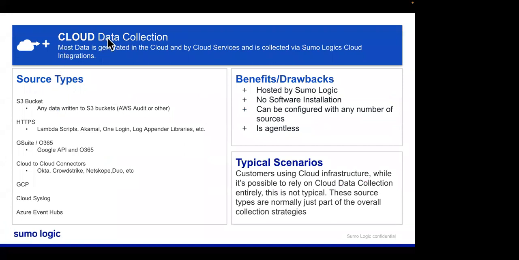So as far as our cloud data collection, right? You're on the cloud, you're on AWS, Azure, Google Cloud Platform. You're using Office 365 or something, software as a service. So here's all your source types. And again, the benefits of this, and they make some great test questions, are that they're hosted by Sumo Logic. You don't have to install anything. You don't have to configure anything, right? So it's very easy to use cloud-based collection.